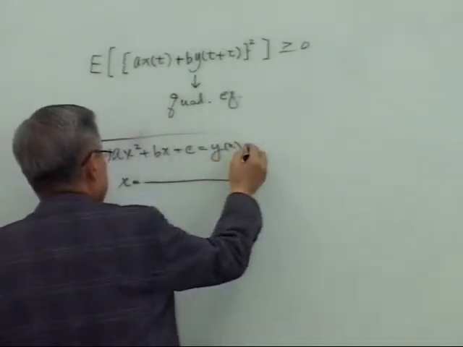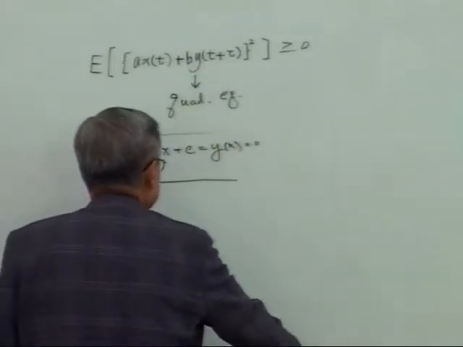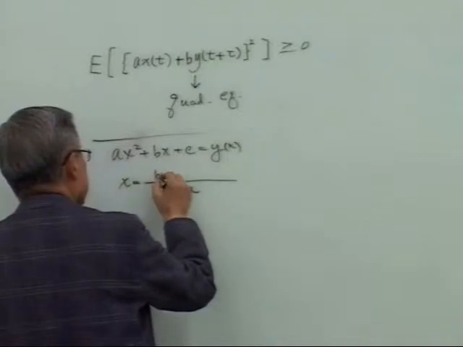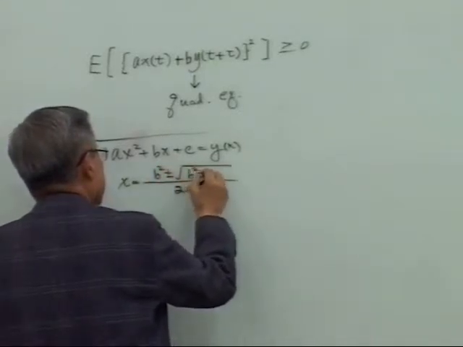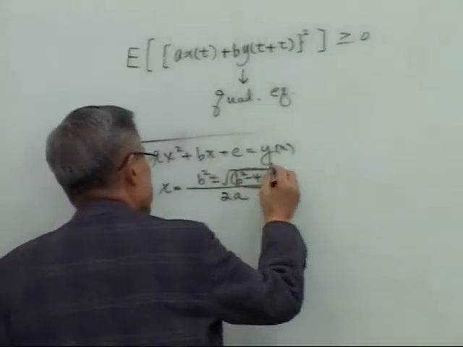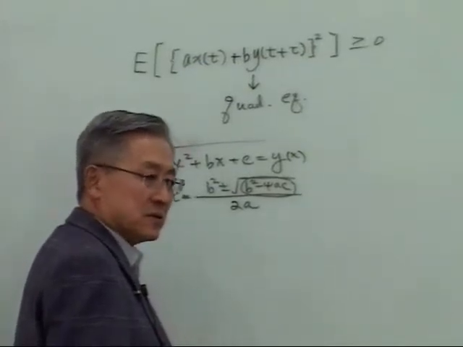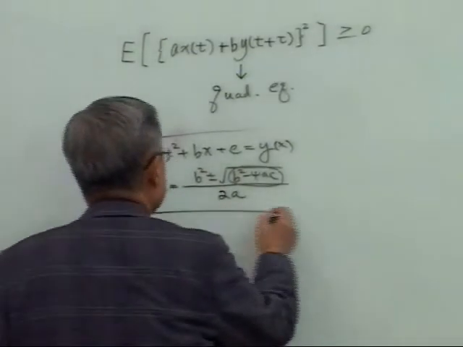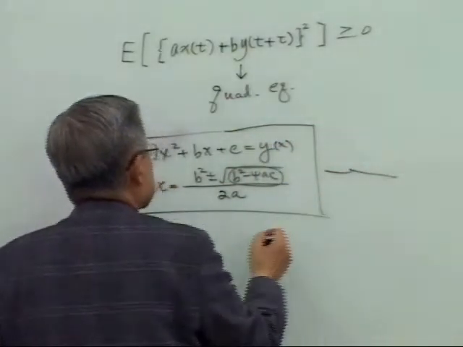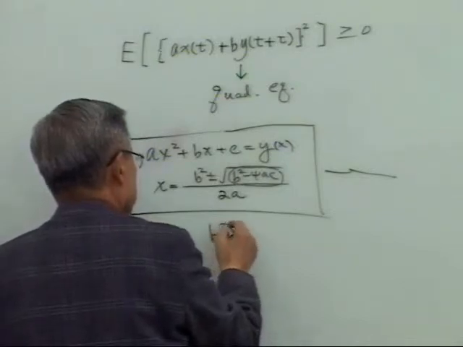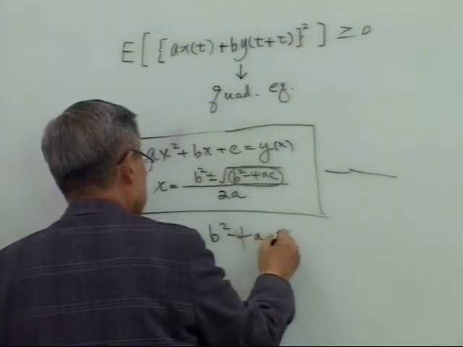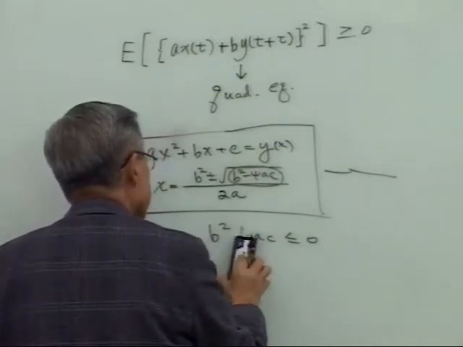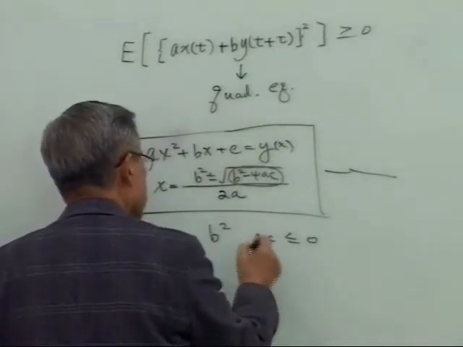Root means when you set this guy first to get the root, something like this. So inside here has to be less than or equal to 0. Otherwise, you will not get the root. So you have to have over here b squared minus 4ac less than or equal to 0. I want you to do that. You will do it this time.